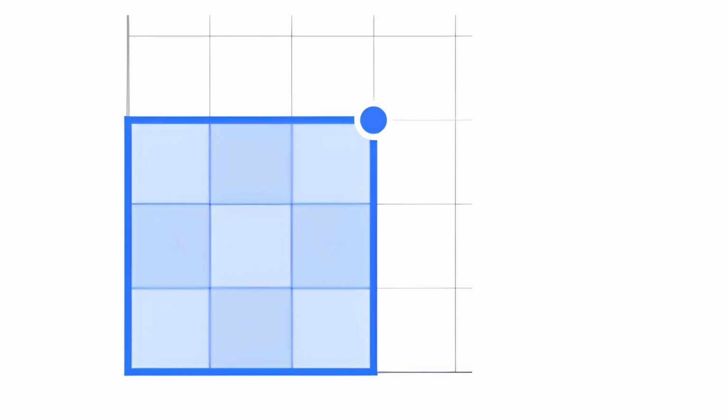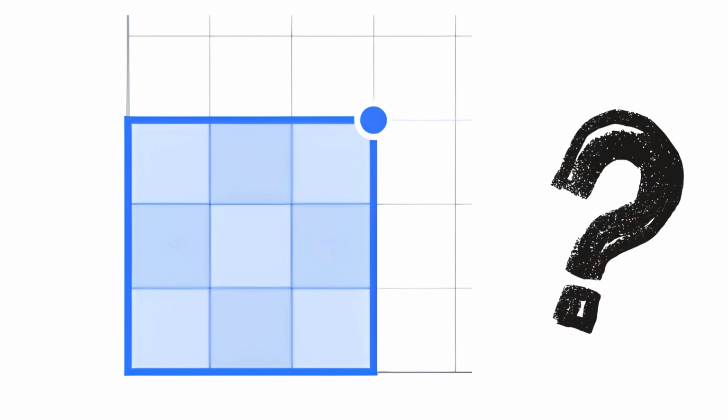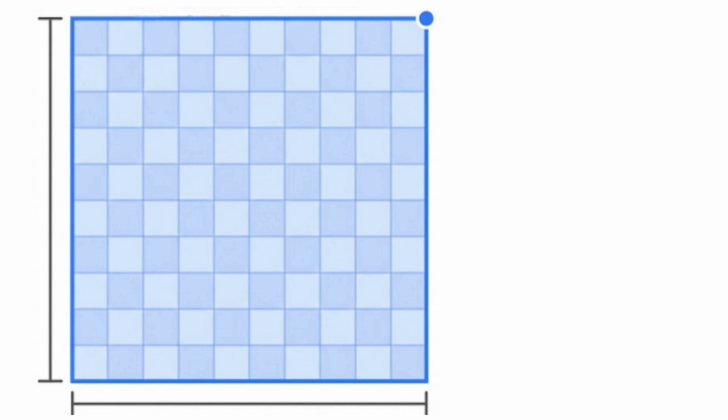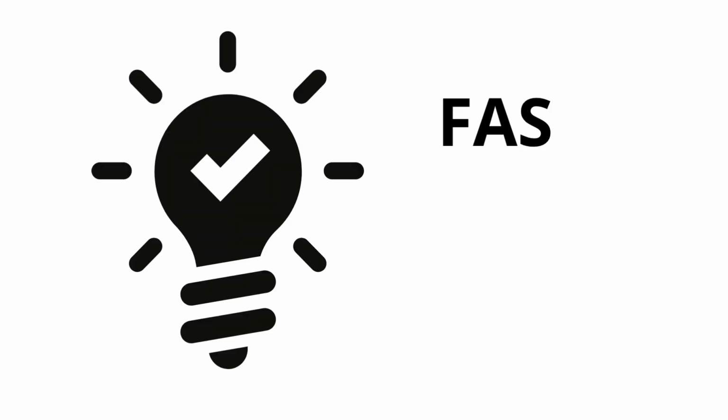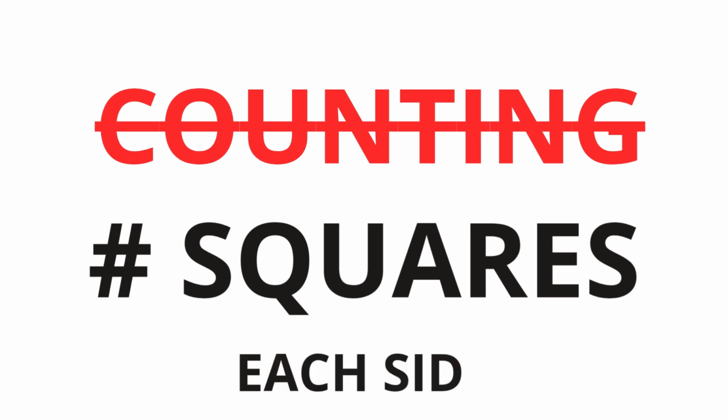That works. But what if the grid becomes much bigger? Imagine having a grid with 100 squares. Would you really count them one by one? That would take a long time. So, is there a faster way? Yes. Instead of counting every square individually, we can look at the number of squares on each side.